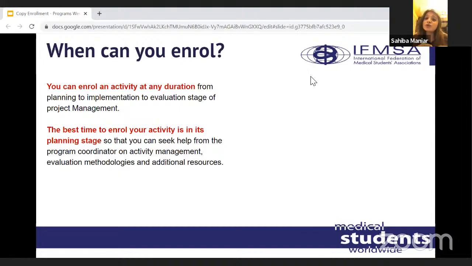objectives. They could help you with your success indicators. They could help you plan your whole project design too. Additionally, they could help you with the content and with the resources. Also, they could help you network and collaborate with like-minded people. All of this could happen only if you enroll your activity or contact your program coordinator before you are implementing your activity, or mainly in its planning stage. Could we go to the next slide, please?